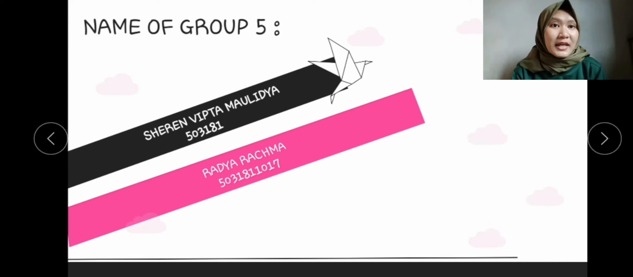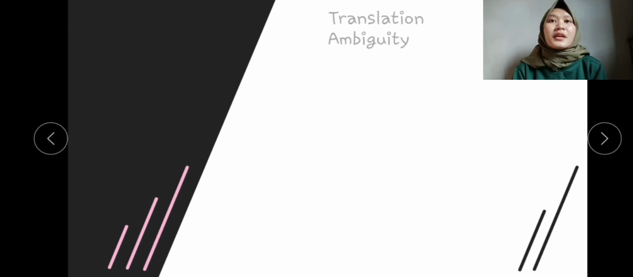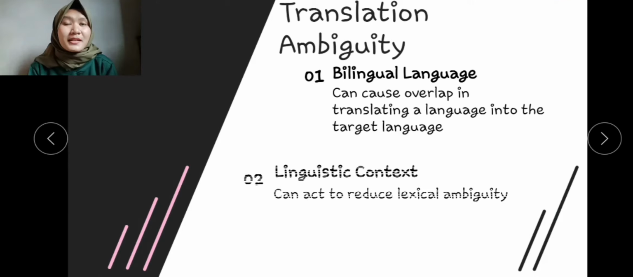So our topic today is about translation ambiguity. Translation ambiguity occurs when a word in one language can be translated in more than one way into another language. This cross-language phenomenon comes from several sources of within-language ambiguity, including lexical ambiguity, polysemy, and near synonymy.